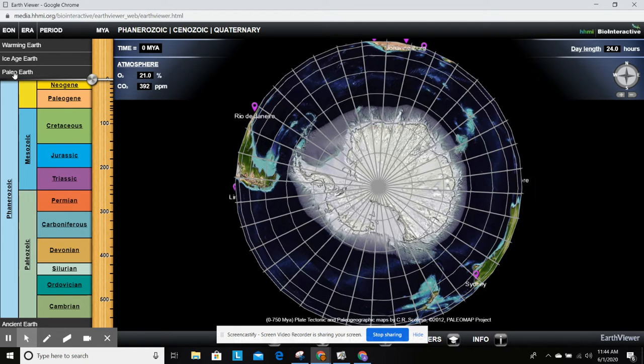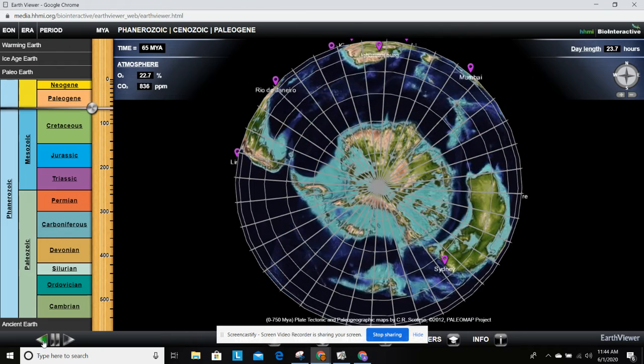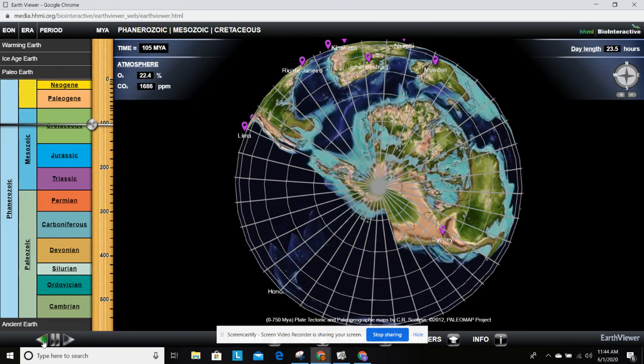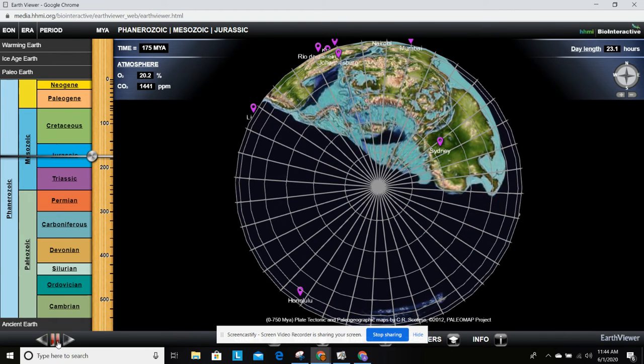So now you will position the silver timeline slider at 0 million years, which is the top of the timeline, and click on the left play button at the bottom of the timeline, which is this one. Watch what happens. So you can see what is happening to the earth. You can observe the oxygen, the carbon dioxide, the time, and also the day length.